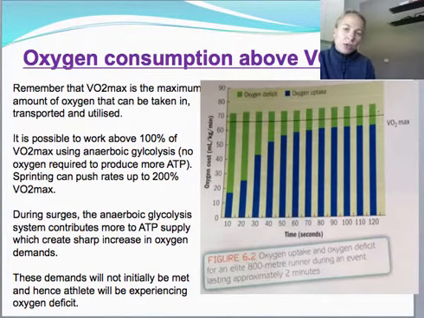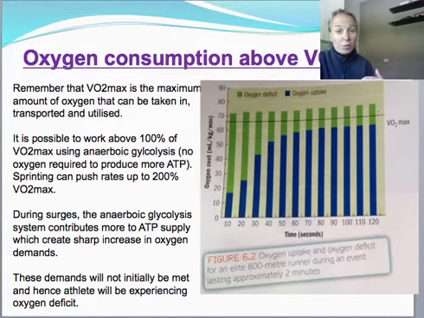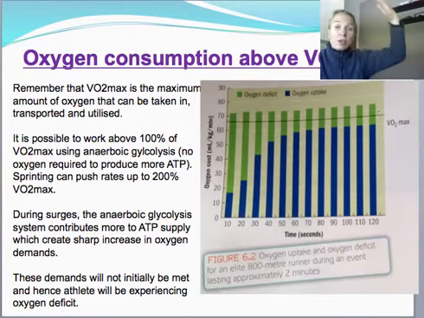So, as stated in the introduction, although VO2 max is the maximal amount of oxygen we can take in, transport, and utilize, we can actually be performing above our VO2 max. In fact, we can be up to 200% of VO2 max or 400% of VO2 max. When we are just above 100% of VO2 max, this is where we are producing the ATP anaerobically.